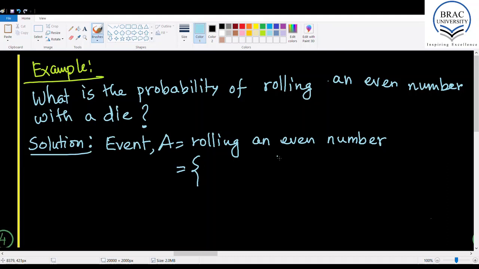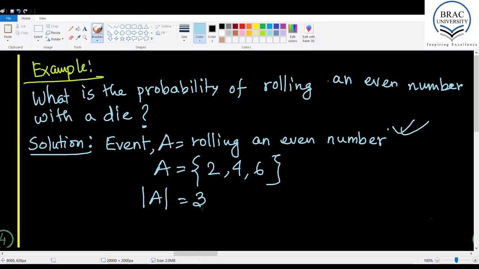So how many elements are there in this event? We know that an event is a set and it is comprised of all the outcomes that satisfy this condition, right? So 2 is an even number, 4 is an even number, and 6. So A will have 3 elements in it: 2, 4, 6. This is step 1. Now step 2 is to find the cardinality of event A. So modulus A equals 3.